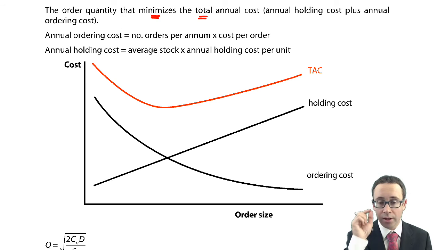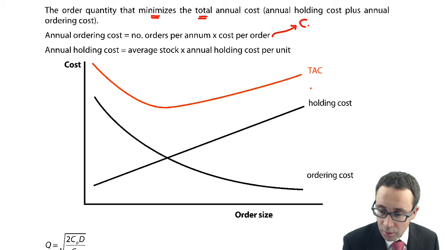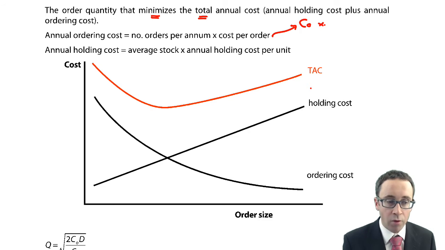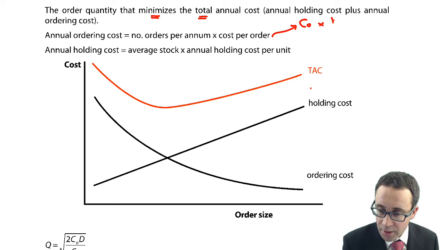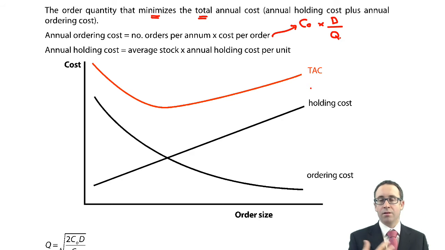The annual ordering costs is the number of orders per annum multiplied by the cost per order. So what you've got there is your cost per order. The number of orders is going to take your annual demand, the D, divided by the quantity that you buy on every order, isn't it?